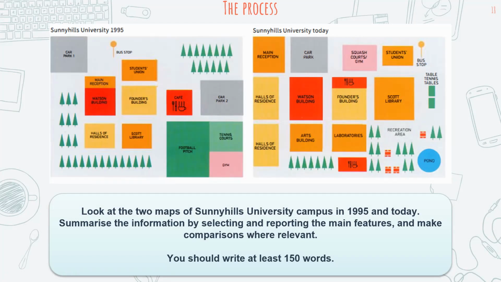Look at the two maps of Sunny Hills University campus in 1995 and today. Summarize the information by selecting and reporting the main features and make comparisons where relevant. You should write at least 150 words. It's for all task one reports and short essays. You have to write 150 words.